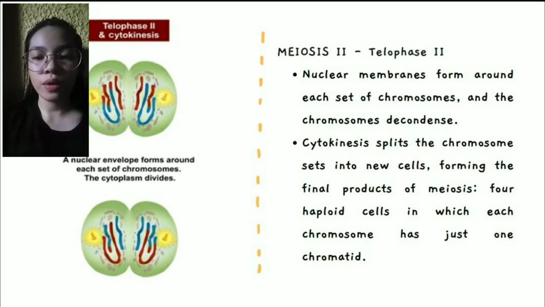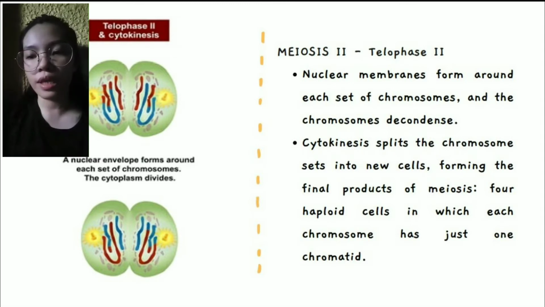In telophase 2, the nuclear membranes form around each of the chromosomes, and the chromosomes decondense. Cytokinesis also happens, which is the splitting of the cytoplasm, forming the cleavage furrow of the cell. So, the final product of meiosis is 4 haploid cells in which each chromosome has just one chromatid.